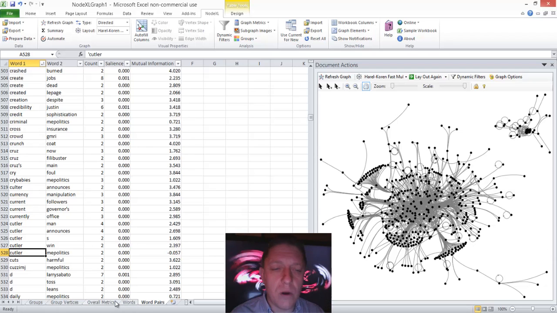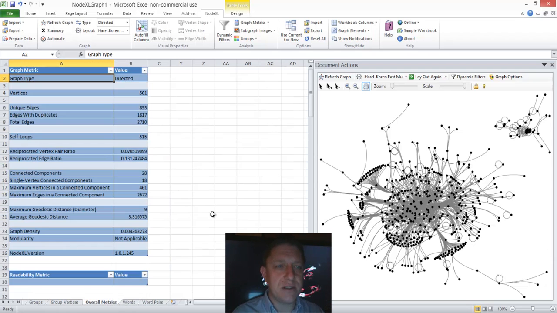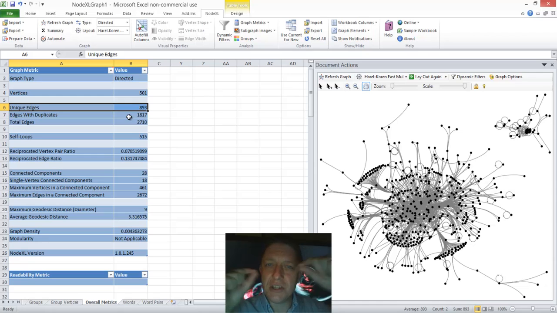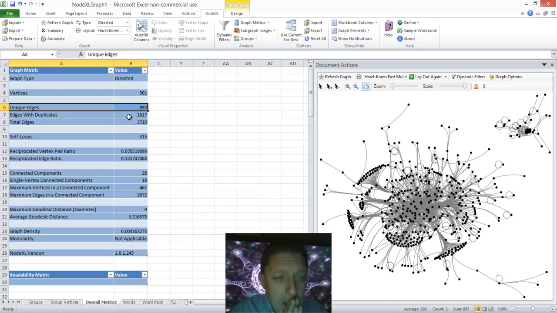So we have words and word pairs. We also have overall metrics. So we get to find out, yes, there are 500 vertices. Okay, there are 2,710 edges. There are edges that get duplicated. That means they happen over and over again between people. Most of those edges are the ones that happen. There are with duplicates, 1,817. Only 893 of them are unique. That is, just happen once between these two Twitter accounts.